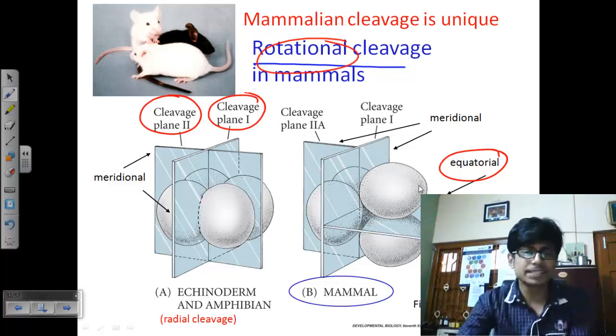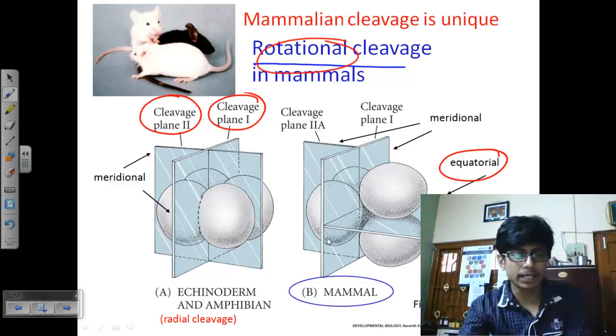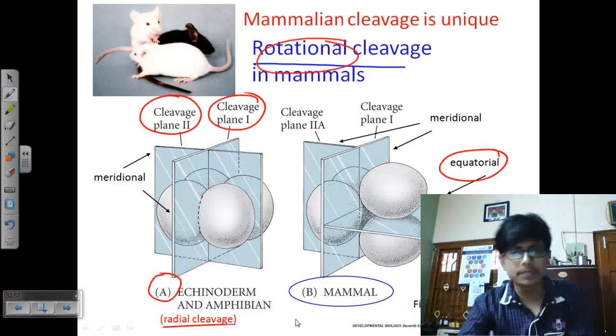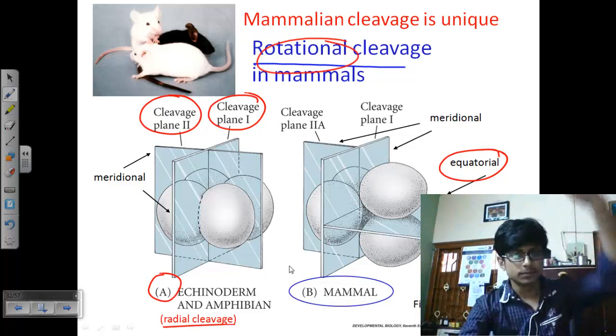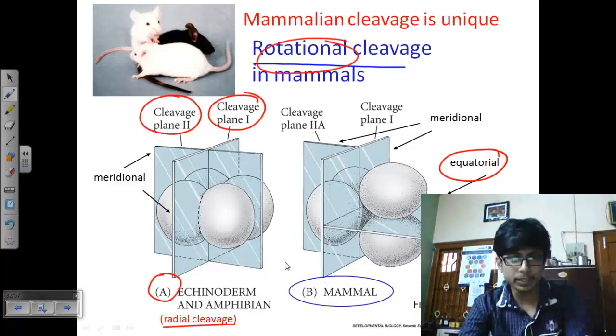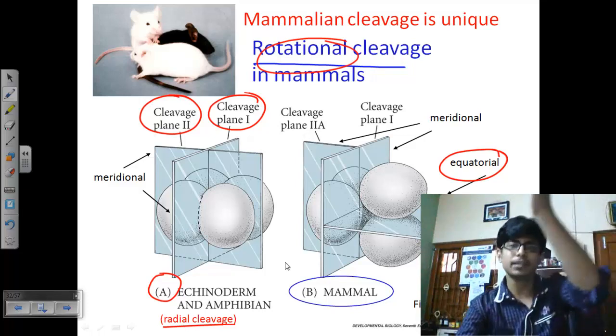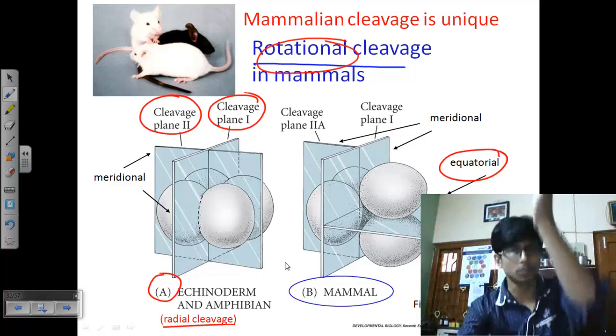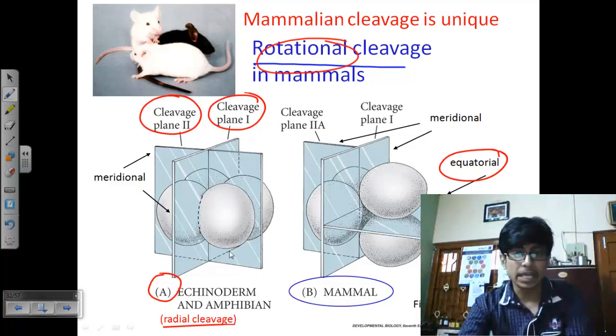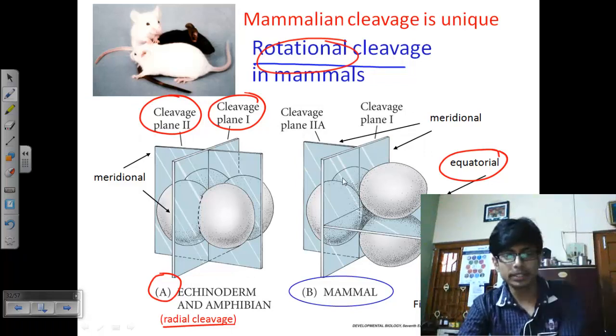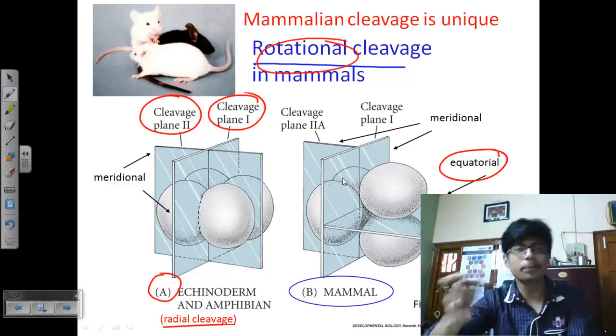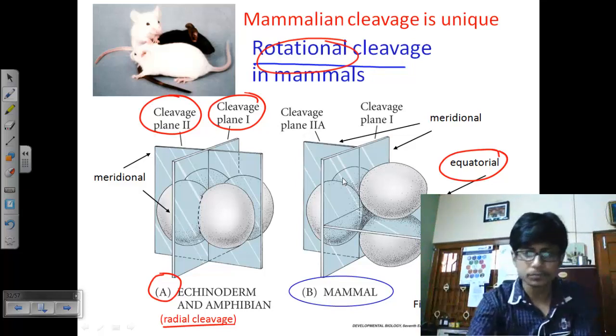So in amphibians or echinoderms, whatever you take, they belong to radial cleavage. Radial cleavage means cleavage plane 1 meridional, second meridional, third meridional, fourth also meridional. But rotational: first meridional, second equatorial, third meridional, fourth equatorial. So it shifts the plane of the cleavage.